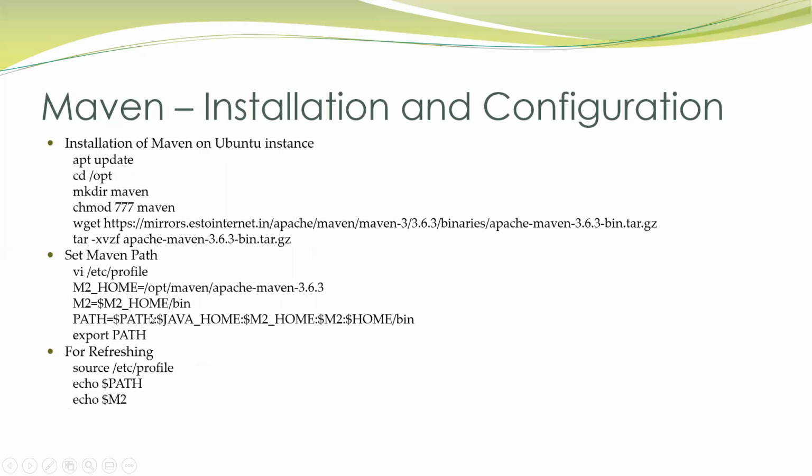Let's start with the installation of Maven. As I discussed earlier, we are doing all this deployment on an Ubuntu instance. So first we need to create this Ubuntu instance on AWS, then we will proceed from here. Let's go to the AWS console and create the Ubuntu instance.